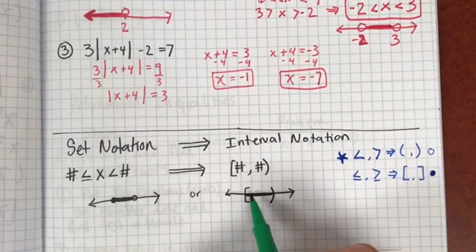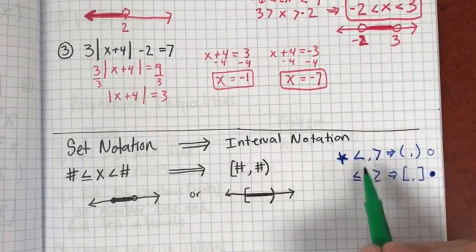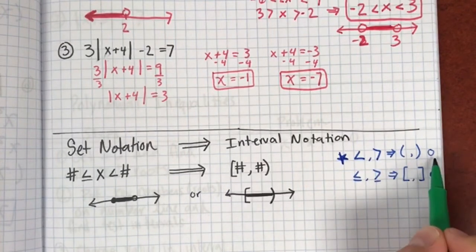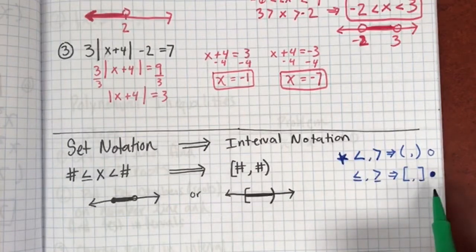Sometimes you might see your graphs like this with brackets and parentheses instead of closed and open circles. They mean the same thing. Okay, so here's our little key. Less thans and greater thans are parentheses and open circles. Less than or equal to, greater than or equal to are brackets and closed dots.